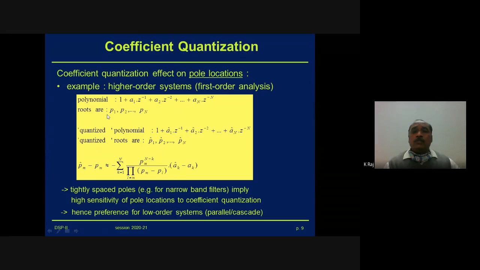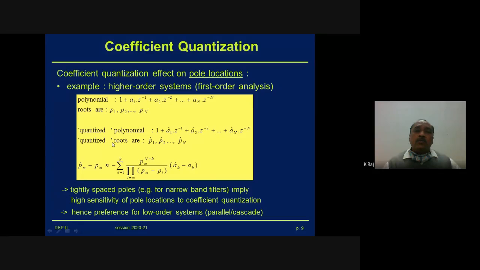And the roots are p1, p2 up to pn. Now the quantized polynomial will become 1 plus a1 cap. Here we say the modified a1 because this is the quantized coefficient. Similarly, a2, a3, a4 up to an, all coefficients will be modified due to the quantization, in which we are using a finite number of bits in place of infinite precision.